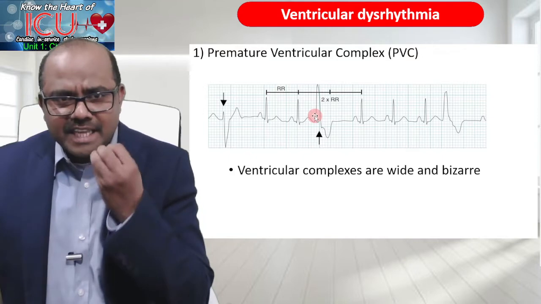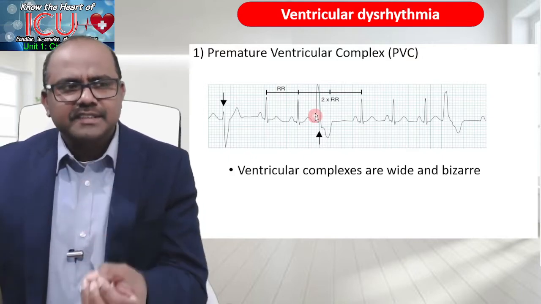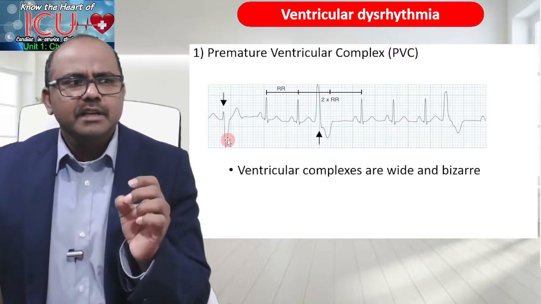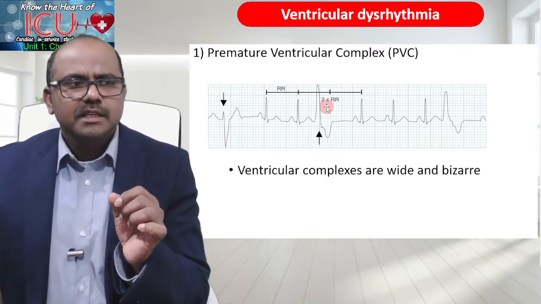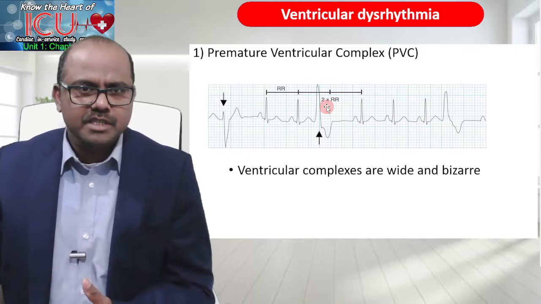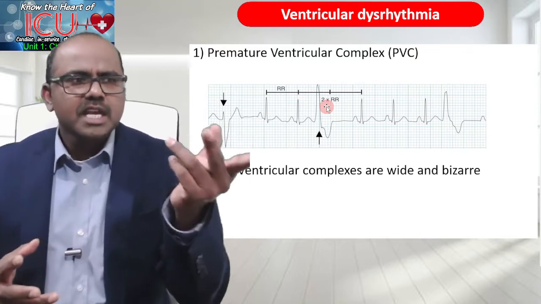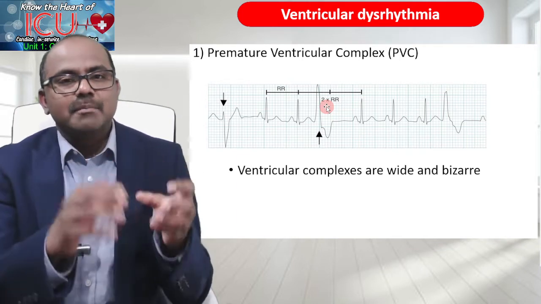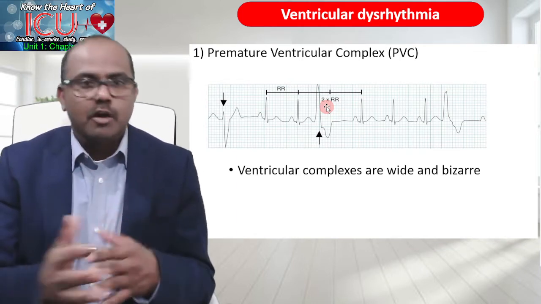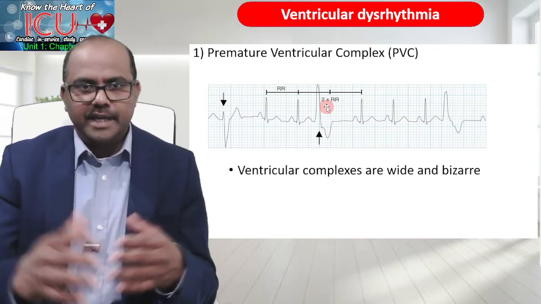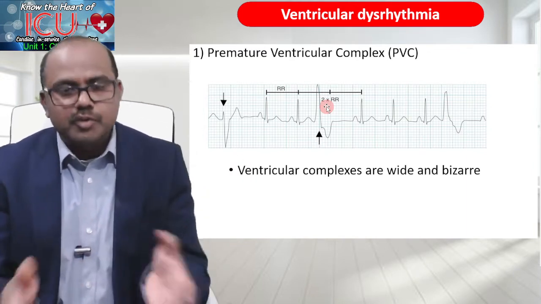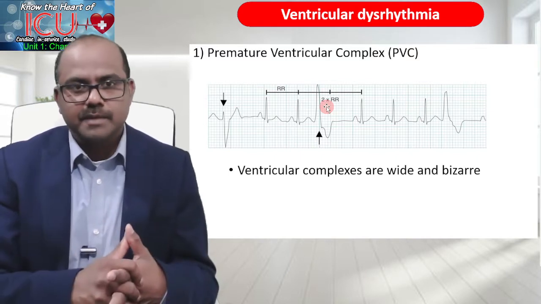And it may be from the same source. If it is from the same source, all the complexes are the same shape. See the shape here? This is different from this. That means it's from different sources, different parts of the ventricle responsible for these QRS complexes. So we can call it multifocal or polymorphic. Two terminologies, both are correct. Polymorphic means different morphology. Multifocal means different source of origin or different source of impulse.